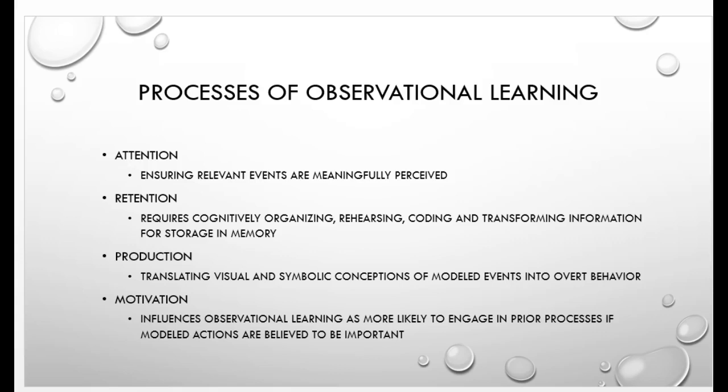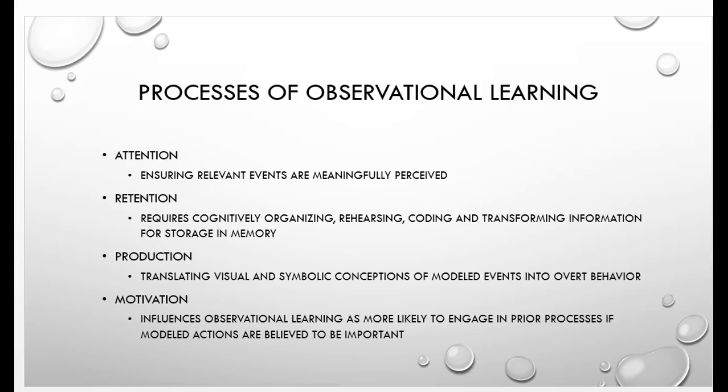And again, as teachers, we want to make use of modeling. We want to model behaviors. We want to model performance of tasks that we want our observers, our students, to learn. And so the processes involved in observational learning are attention, retention, production, and motivation. Attention is making sure that the relevant events are meaningfully perceived, making sure that you have your students', the learners', or the observers' attention, and that you have created an urgency, so that it is important to them to attend to what you're saying or what you're doing.